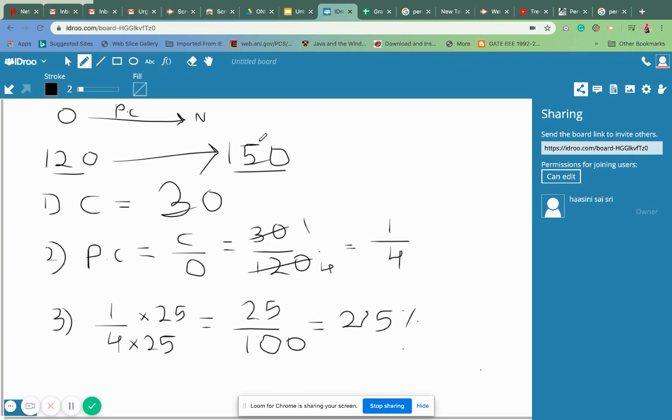So since this is the increase percent, I can say that there is an increase. Increase is always denoted by a positive sign, decrease is by a negative sign. So plus 25% is giving me the 150. Let's look at one more example.